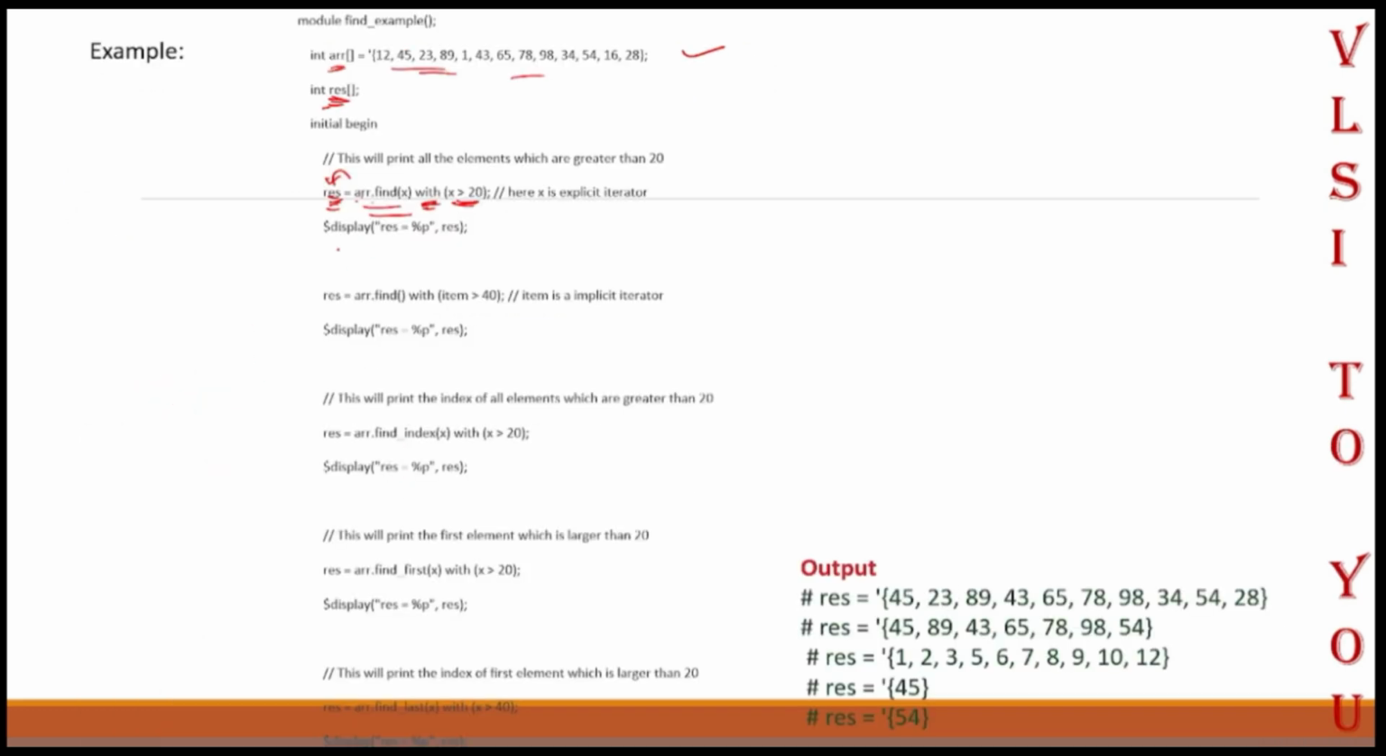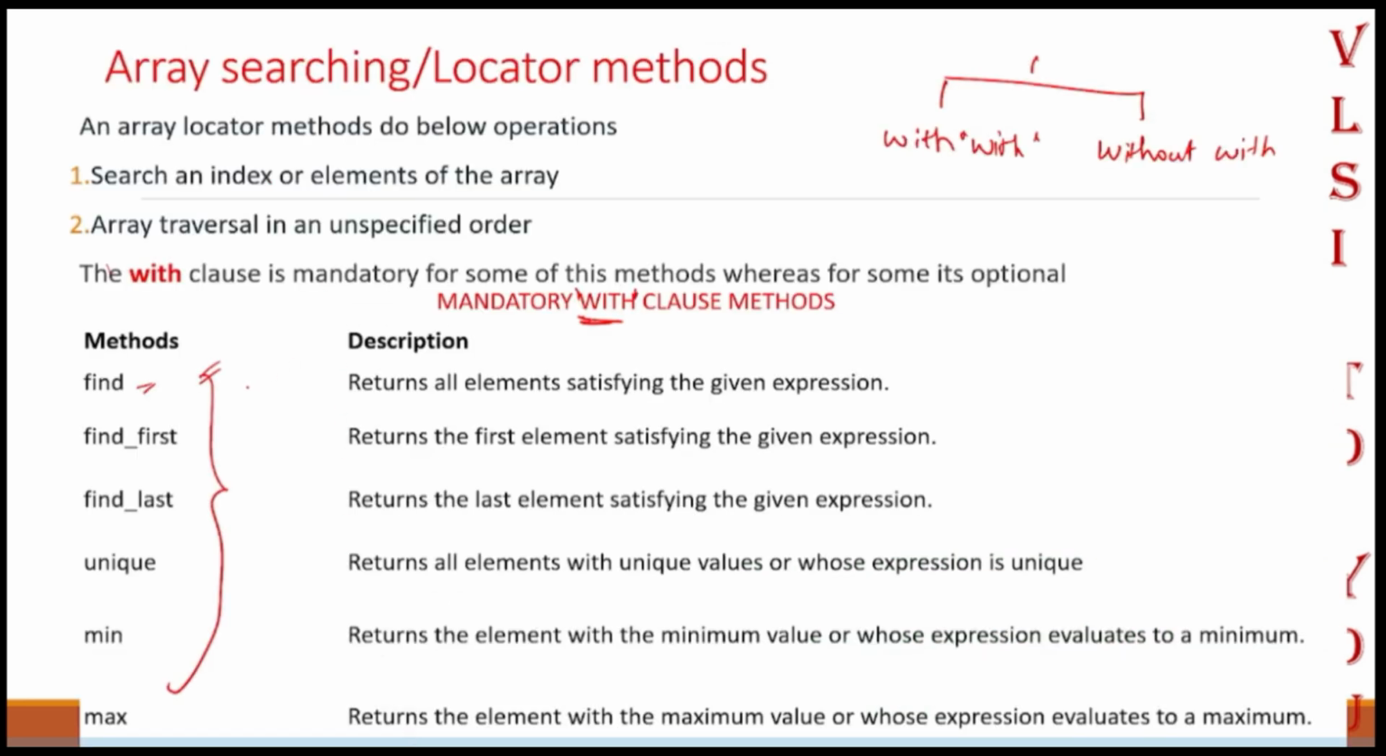Okay, got my point? So all these work in this way, like find x. Find index, in order to find the index which is greater than 20 and assign the values in it. Similarly find first x, find last x. So these are the functions that you will be using with the with clause. The with clause is nothing but a certain condition in order to use these particular methods.